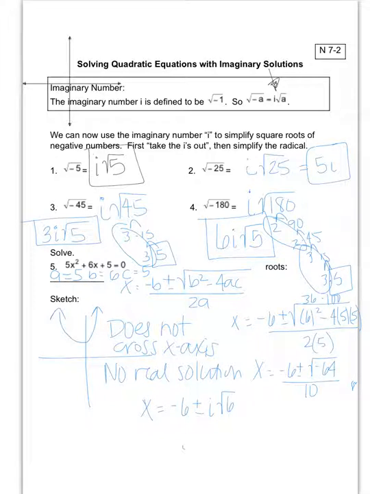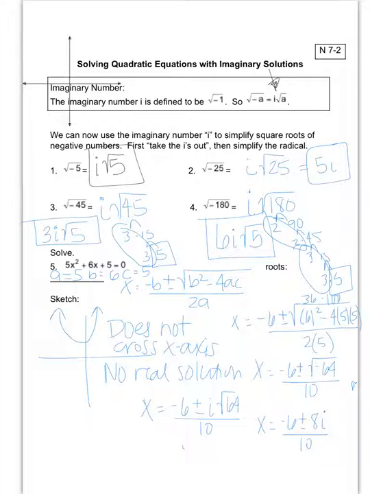And then I have square root of positive 64. You're simplifying the radical. 64 is a perfect square. The square root of 64 is 8. So that would be negative 6 plus or minus 8i over 10. Don't forget the i because we had a negative under the radical. So we had an imaginary number.